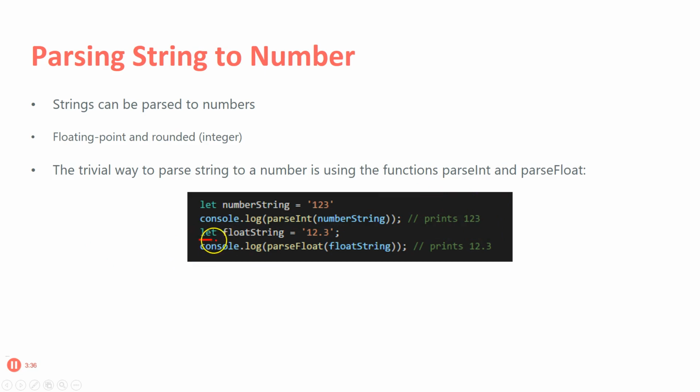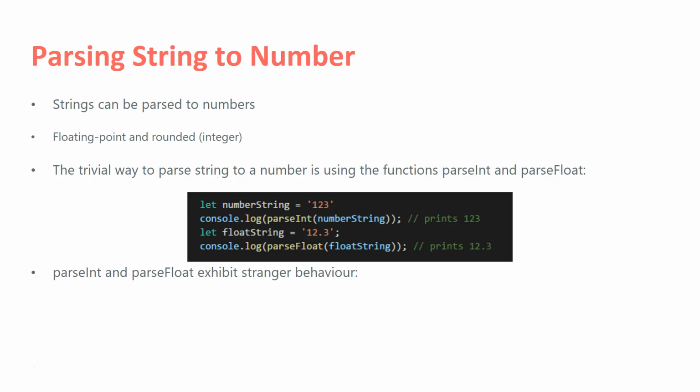Then I'm defining let floatString equals '12.3', and I want to parse it to the float data type. Then I'm saying console.log because I want to print on the console, and here I'm using parseFloat. Again, parseFloat is a function which receives a string and returns the float data type. This will print on the console 12.3, but as a floating data type, not a string.